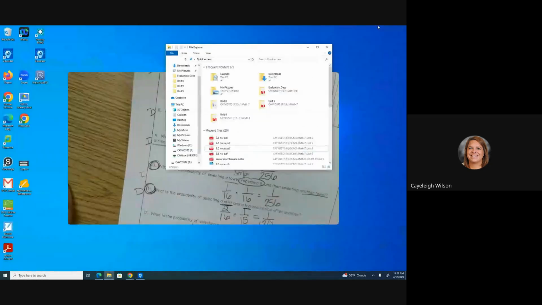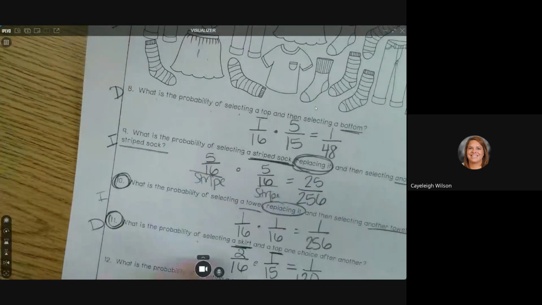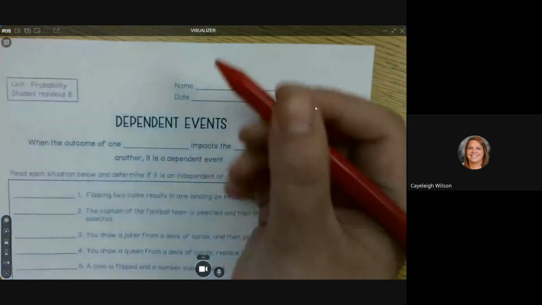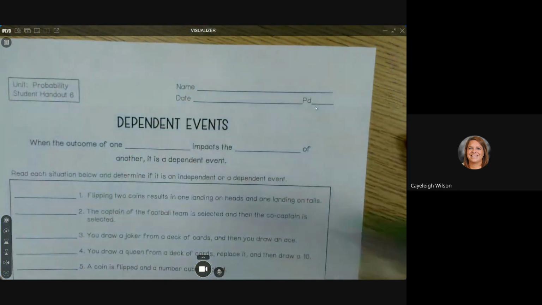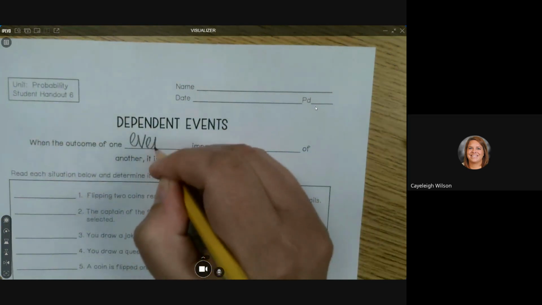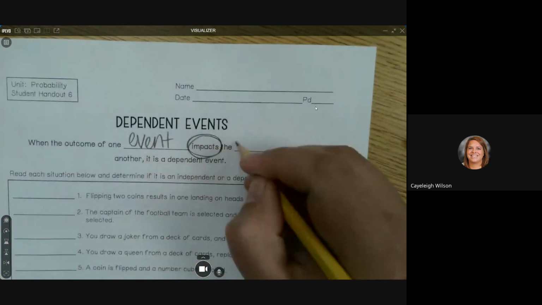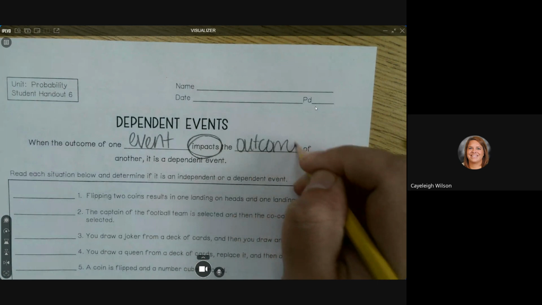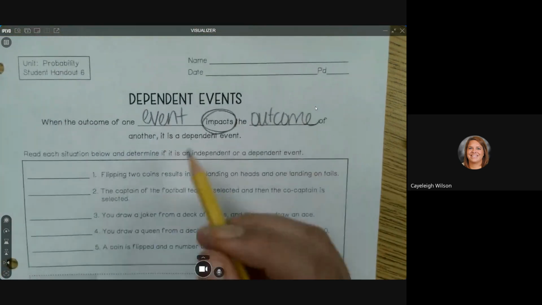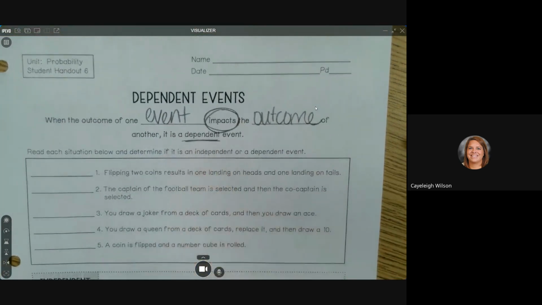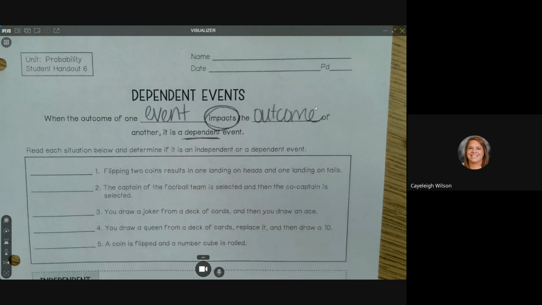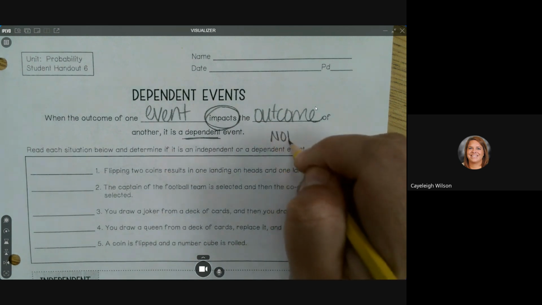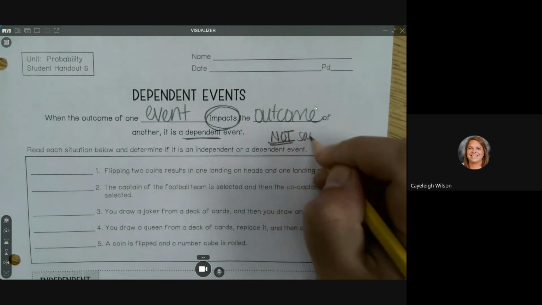All right. So dependent is when the outcome of one event impacts the outcome of another event. This is called dependent. It depends on that first event. The big thing with dependent is they will not say replace.